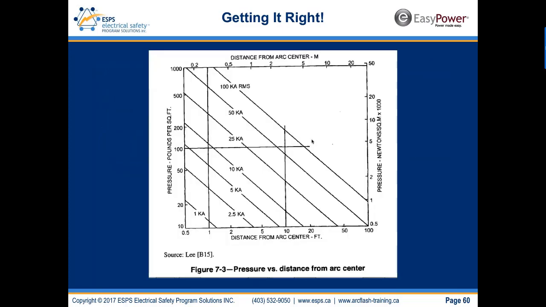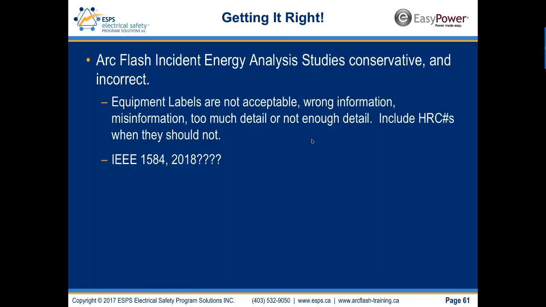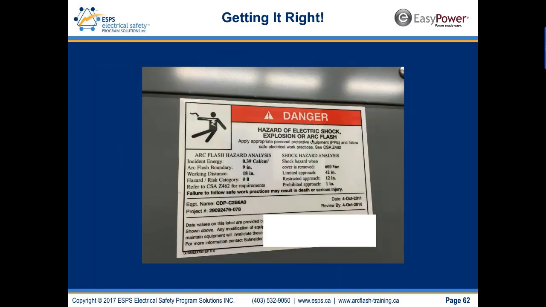There's the graph about arc blast pressure again from Dr. Ralph Lee. I'm seeing equipment labels that are unacceptable: wrong information, misinformation, too much detail, or not enough detail. And HRCs shall not be included on equipment labels. They never should have been, and this has been rectified in the latest editions of 70E and Z462, that equipment labels will have either the incident energy or the arc flash PPE category, but not both. And then we will see some significant changes potentially in the next release of IEEE 1584.